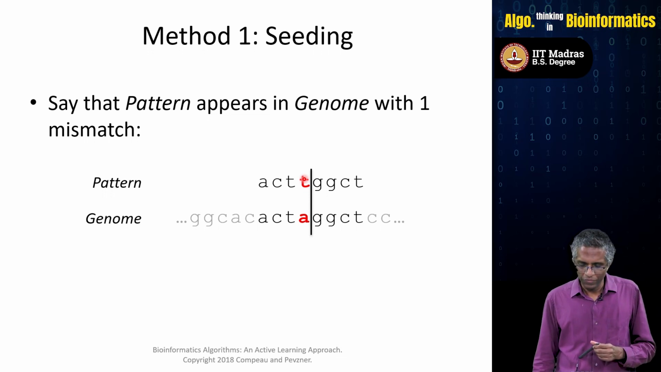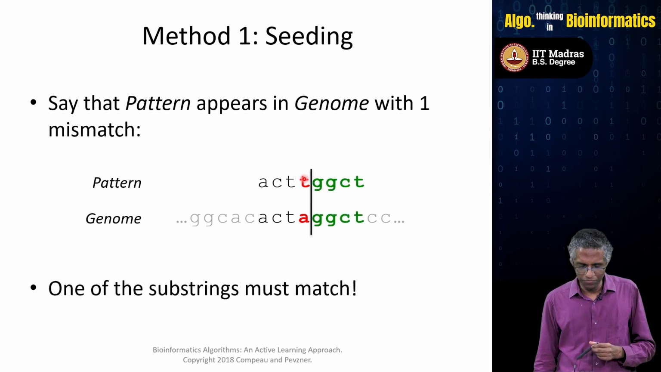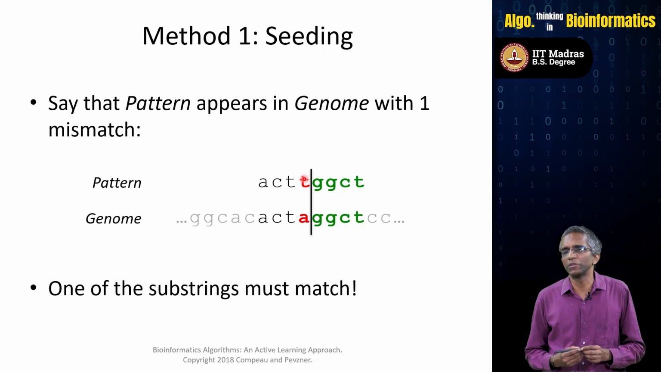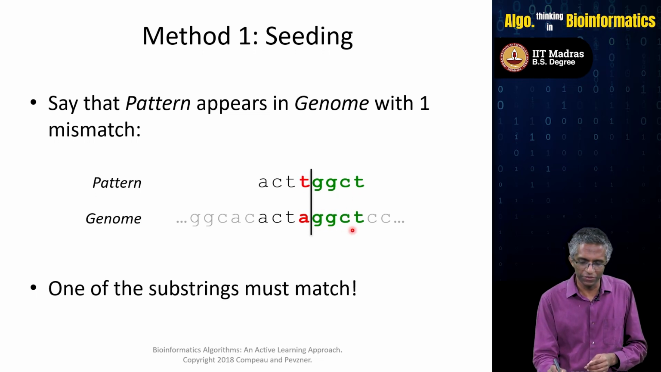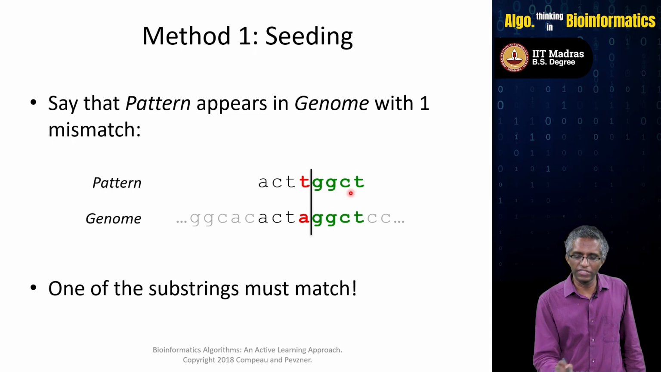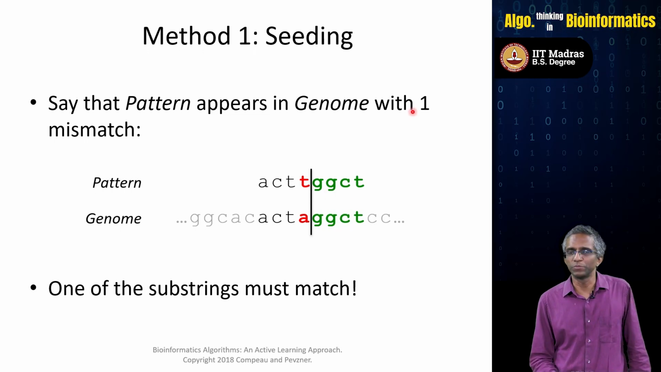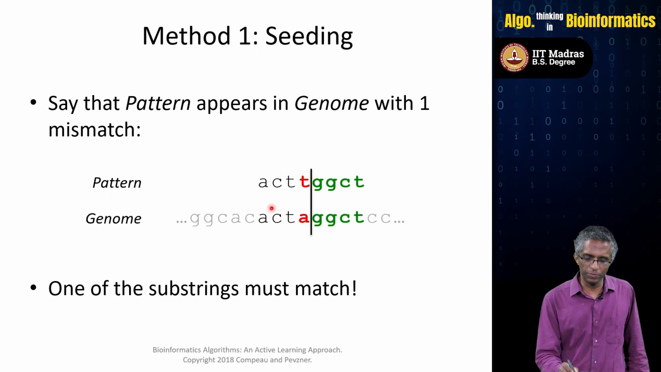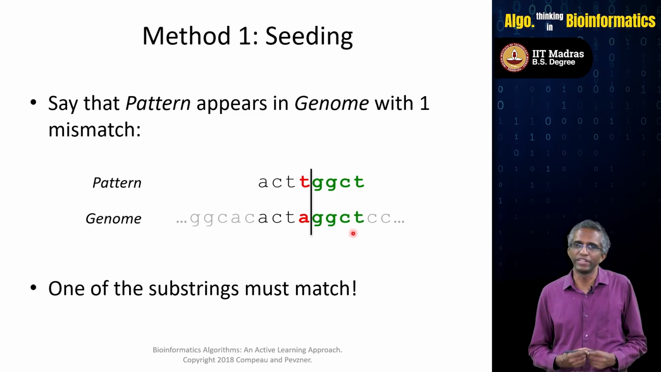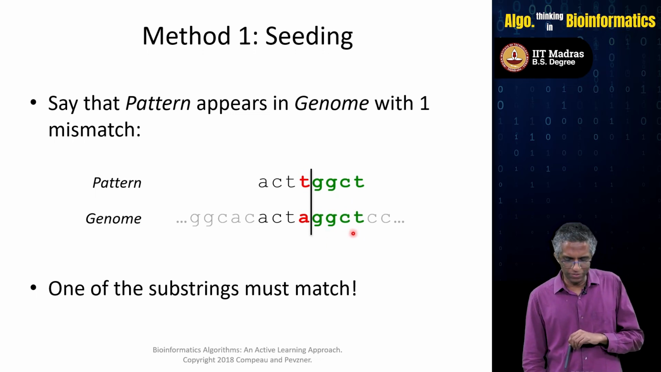Then if you look at it, there are some substrings of the pattern. If D equals 1, there are some substrings of the pattern which are intact and will match exactly, for instance this GGCT. If you divide the pattern equally into two parts, the first half and the second half, and we allow only one mismatch, then in any occurrence of this pattern with one mismatch, either the first four letters or the last four letters have to be an exact match. One of these two substrings has to match.